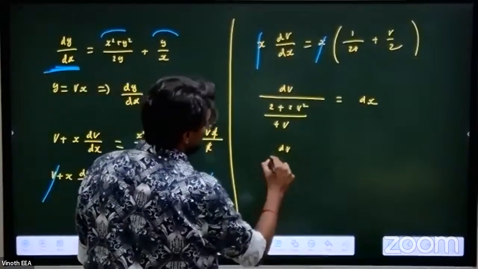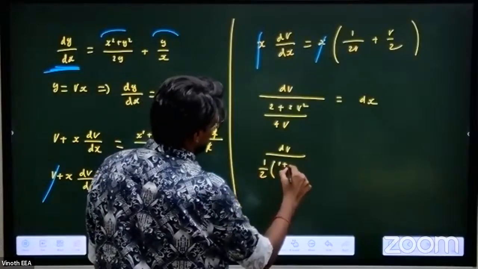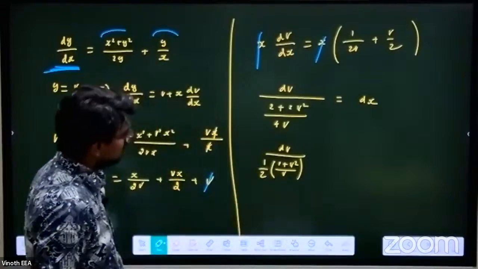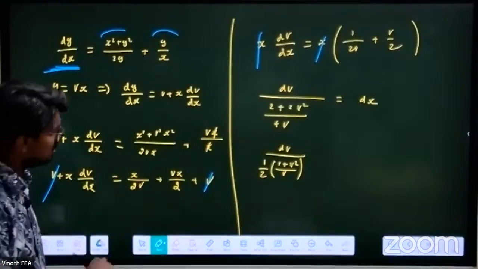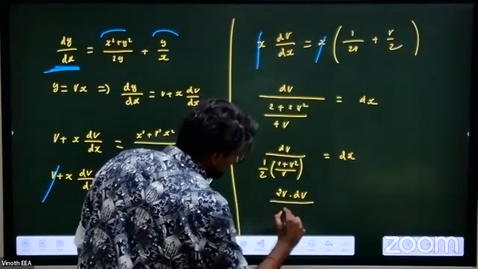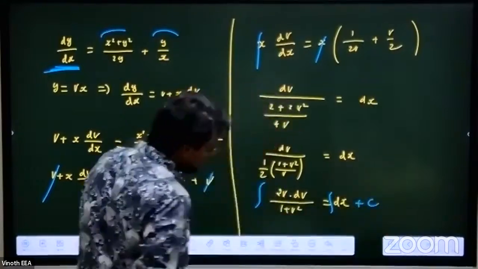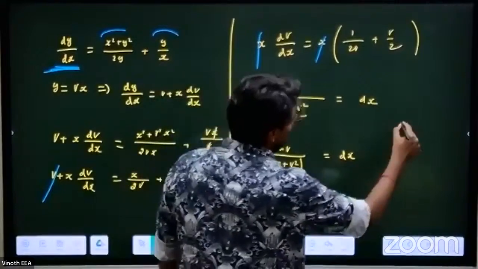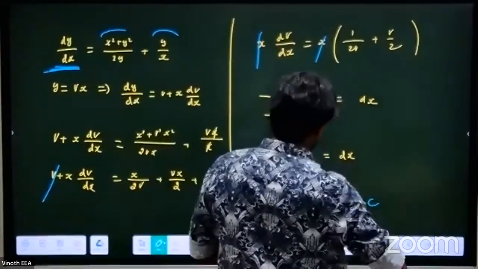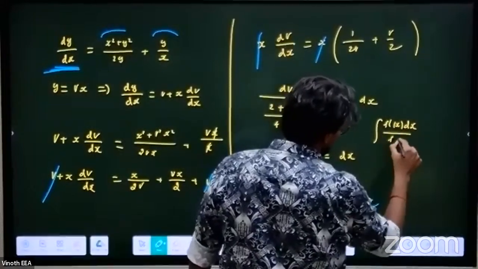Okay, so here dv by 2 you can cancel it, 1 by 2. But anyways, what is the answer I'm getting? 1 by v square by 2v. Oh, numerator is f dash of x, denominator is f of x. Right. So 2v into dv by 1 plus v square, which is equal to dx. When I integrate this and add a constant, this is of a form f dash of x dx by f of x, right?